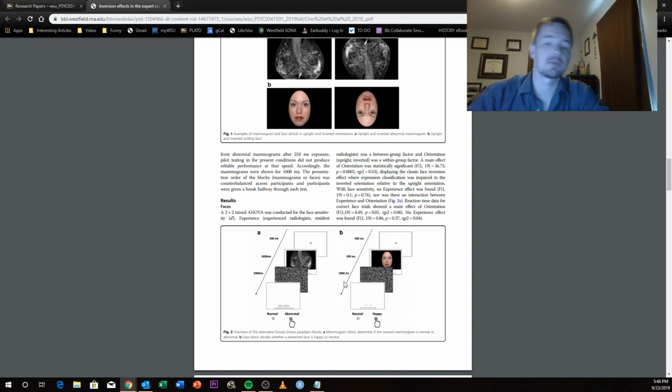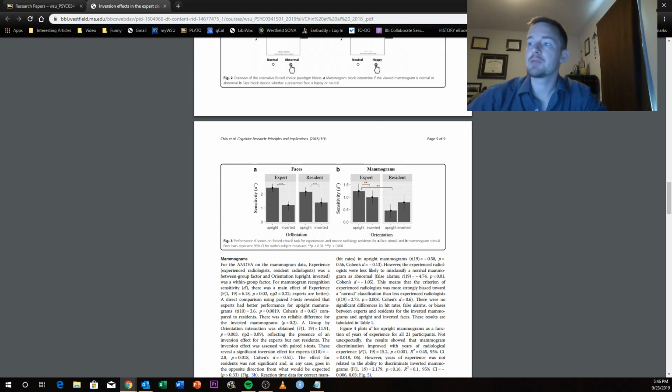The second part of it is going to be the exact same thing with faces, where you're going to be looking at the face and then you're going to ask whether or not it's a neutral face or a happy face. So in both cases, you're making some kind of visual perception distinction or response behavior towards these things. Then they're going to flip these things upside down and do the same thing. And what they find is essentially that for faces, it doesn't really matter if you are an expert or if you are a resident. Basically, performance is the same for faces. So if you're an expert radiologist or somebody who's just a radiologist in training, for faces, it doesn't matter what the orientation is. You do equally well regardless of your background.